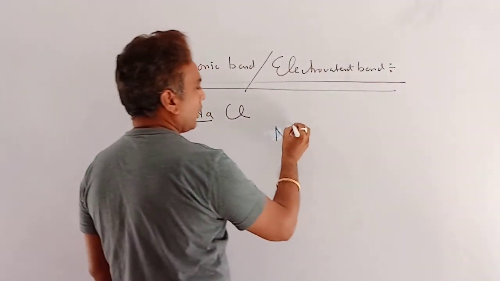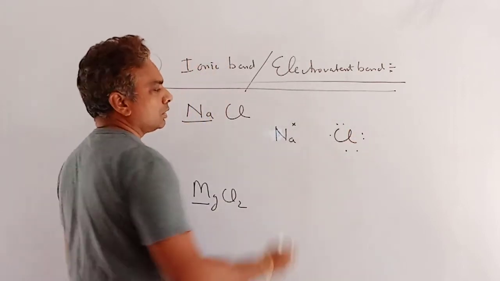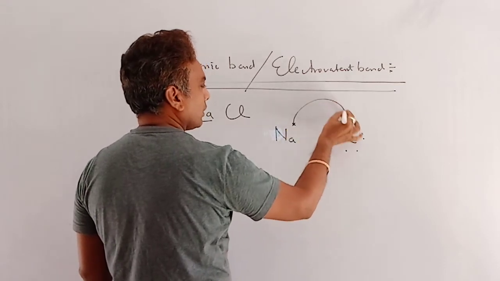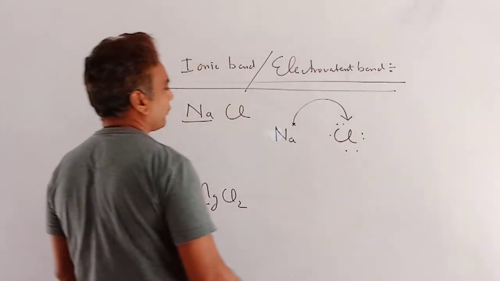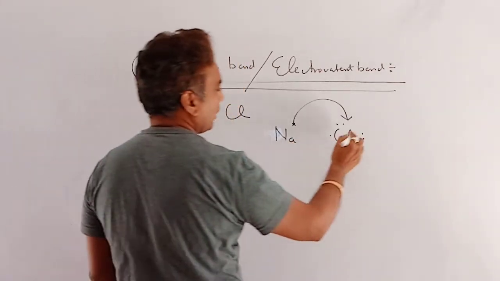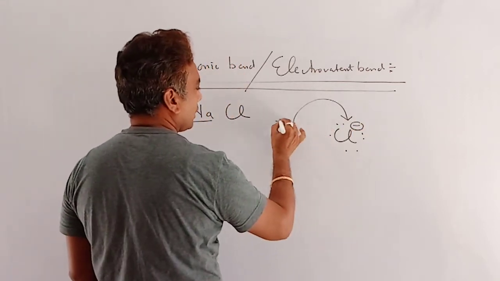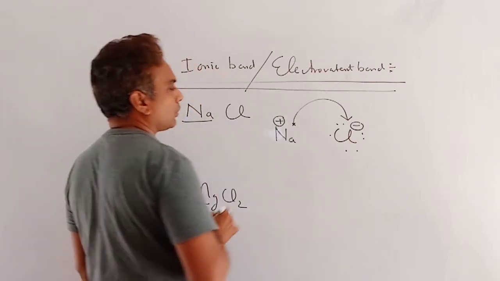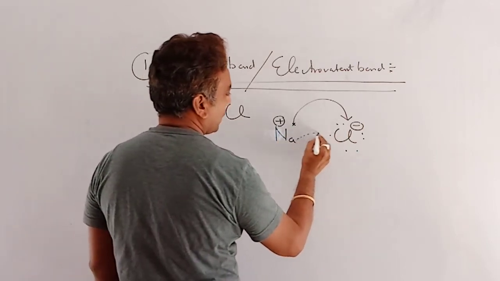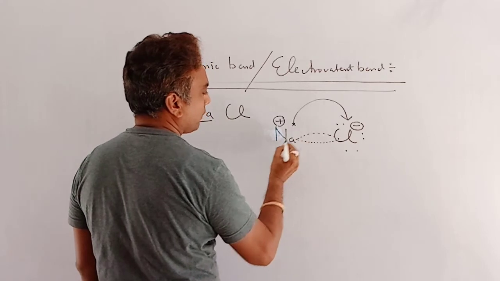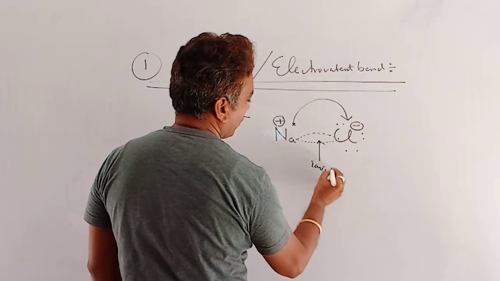So Na, which contains only 1 electron in the outer shell, and chlorine contains 7 electrons in the outer shell. So here sodium transfers electron from outermost shell to chlorine. So chlorine gets 1 more electron, so it gets negative charge, while due to transfer of electron sodium becomes positive. And due to their opposite charges, electrostatic force acts between both atoms. This force or bond is known as ionic bond.